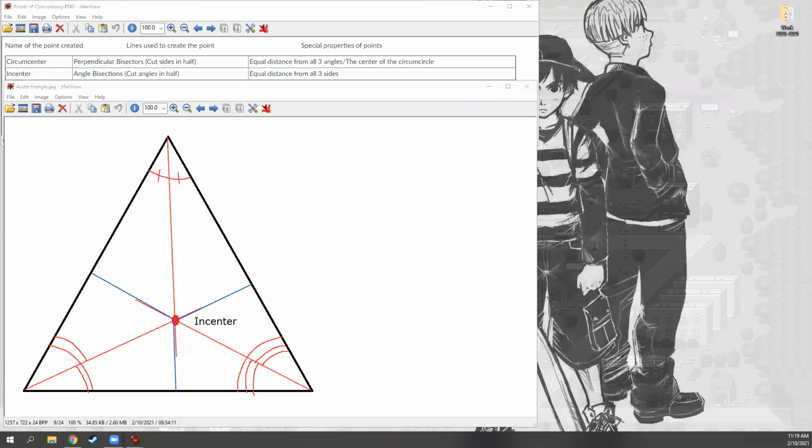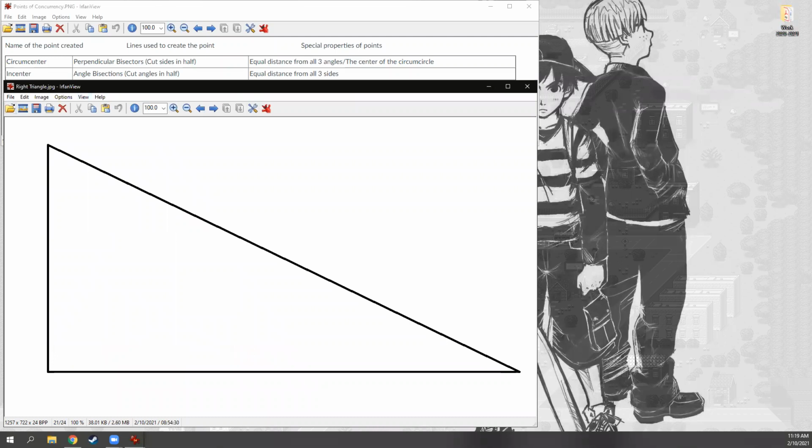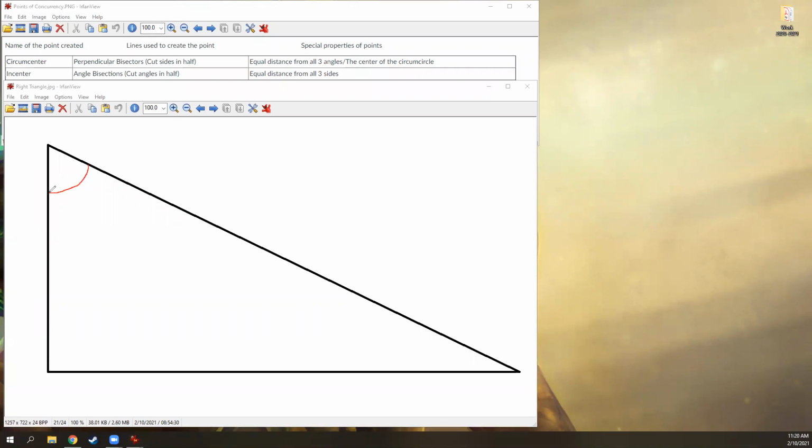Let me do one other triangle for in-center. Do I need to? I guess I will real quick. All right, real quick, we cut the angles in half. We got this one. We got that one. And then, of course, we've got the right angle. There we go. Cut that in half. Cut that in half. Should look like that. And cut this in half. And then the point where they meet up is your in-center.